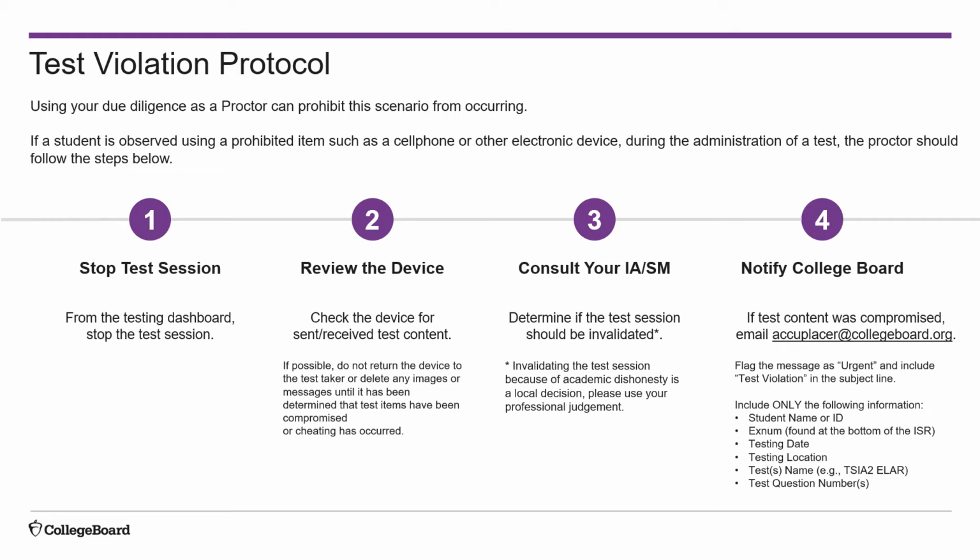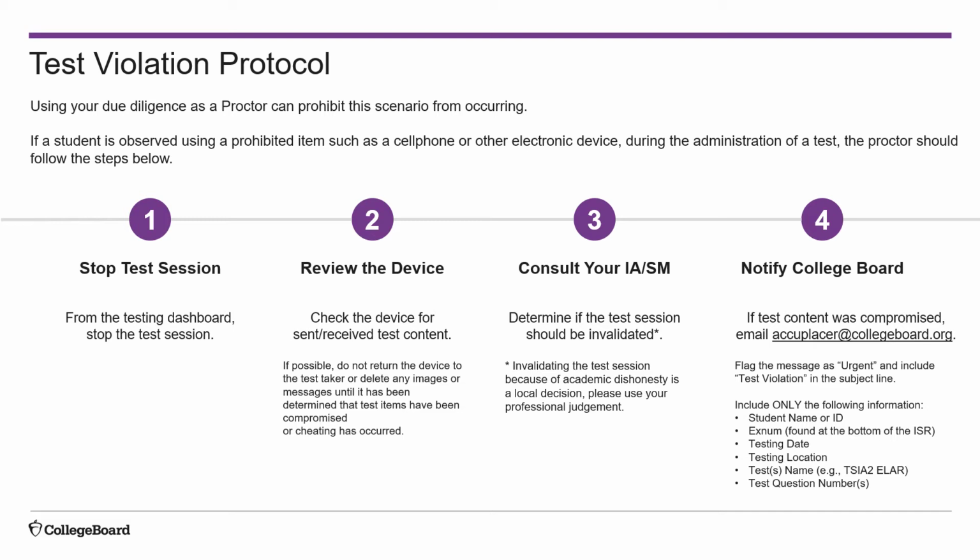Number 3, consult your site manager. Your site manager is your assistant principal at the high school, or your counselor at the middle school who oversee TSIA testing, or Ms. Reniger at the district central office. Determining if a test session should be invalidated is a local decision. Number 4, notify the College Board.